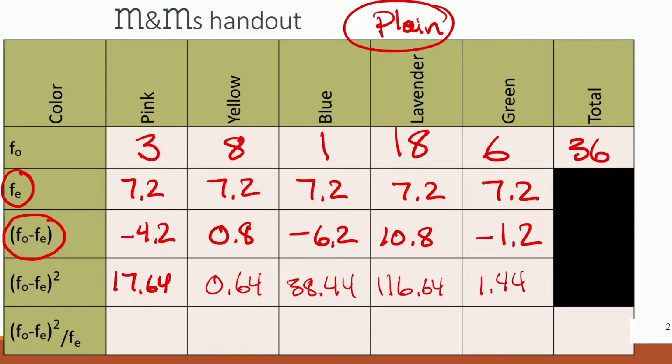So I'm going to divide each of these by the expected. And in this case, every one of them gets divided by 7.2. However, like in a different problem, you might have different numbers for your expected frequencies. But for us, it's all 7.2s. So let's see if I can do this. You can kind of see that Excel would help a little bit, but it's not entirely necessary.